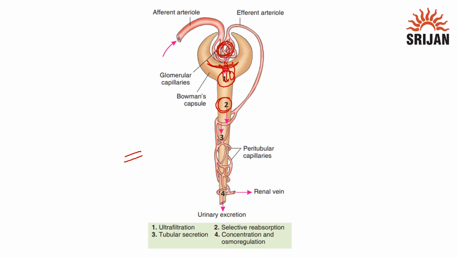After selective reabsorption, there are still some harmful substances in the blood that need to be eliminated, and they are eliminated from the blood and put into the nephric filtrate by the process of tubular secretion, which takes place in the DCT. Next is concentration and osmoregulation. Based on the water level in the body, the concentration and osmoregulation is done. If the body requires more water, then more water would be absorbed in this region.